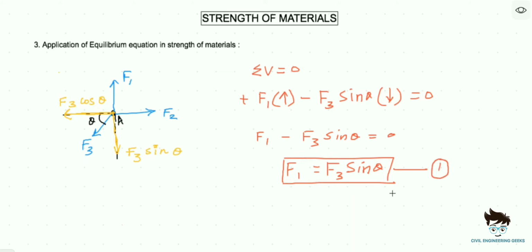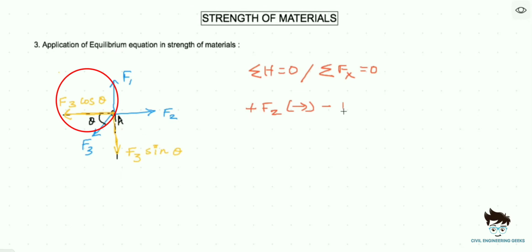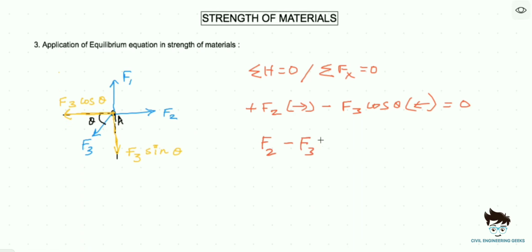Moving on to our second equation, we have summation of H equals 0, that is, the summation of all the horizontal forces is equal to 0. From this we will get plus F2 in the rightward direction. We are assuming rightward direction forces to be positive and leftward direction forces to be negative. So we'll get plus F2 in the rightward direction minus F3 cos theta in the leftward direction equal to 0. From this, F2 minus F3 cos theta equals 0, and F2 is equal to F3 cos theta. And this is our second equation.